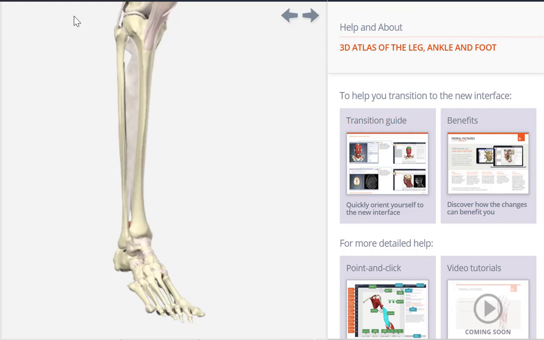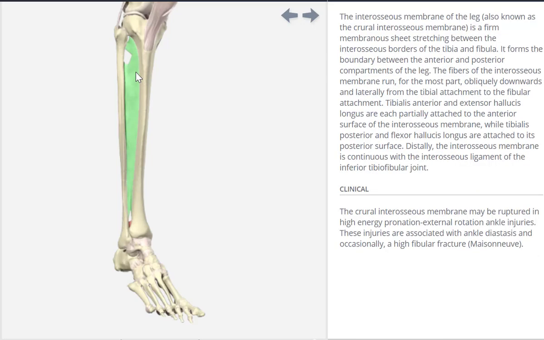Okay, so we're going to start with the lower leg, and specifically we're going to start with the compartments. So we're going to look at the anterior compartment at this time. We have the interosseous membrane, as you can see here. When we get to the ankle, you'll also be seeing some ligaments that we'll discuss later. But for right now, we're going to start with just the upper portion of the lower leg with all the muscles in the different compartments.